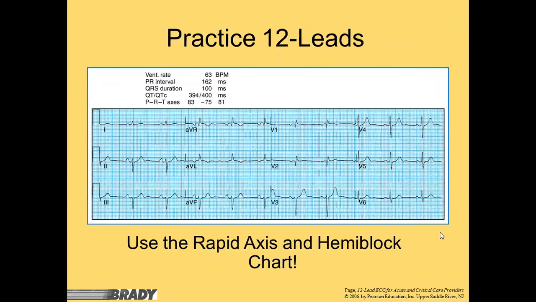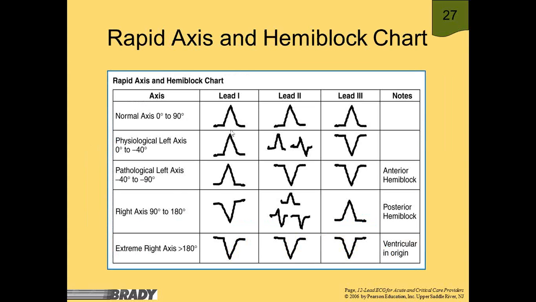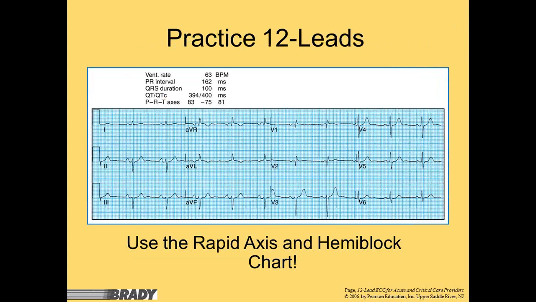Okay, so there's a bunch of 12 leads here to practice. Again, we're looking in leads 1, 2, and 3, which are right here. And see, we've got a positive, half and half, negative. So what is a positive, half and half, negative? Go to your chart. Okay, we've got a positive, half and half, negative, so we have a physiological left axis deviation with this.